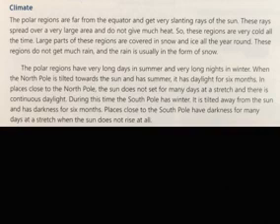When the North Pole is tilted towards the sun and has summer, it has daylight for 6 months. In places close to the North Pole, the sun does not set for many days at a stretch and there is continuous daylight. During this time, the South Pole has winter. It is tilted away from the sun and has darkness for 6 months. Places close to the South Pole have darkness for many days at a stretch when the sun does not rise at all.